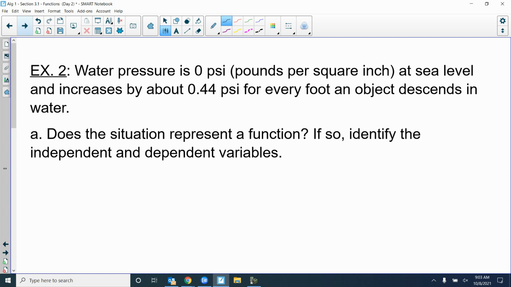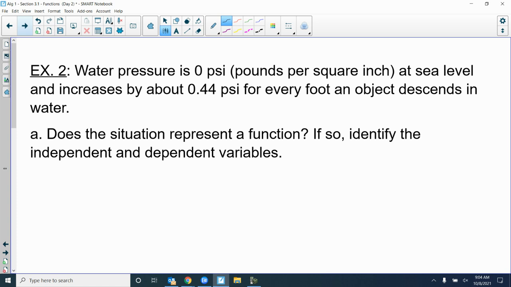Okay, all right, now let's take a look at this one here. We're going to add in, it's on the back. Water pressure is 0 psi, pounds per square inch, at sea level, and increases by about 0.44 psi for every foot an object descends in the water. Have you ever dove down into a deep pool? You feel more pressure. That's why submarines have to be built very strong to withstand the pressure. Does the situation represent a function?